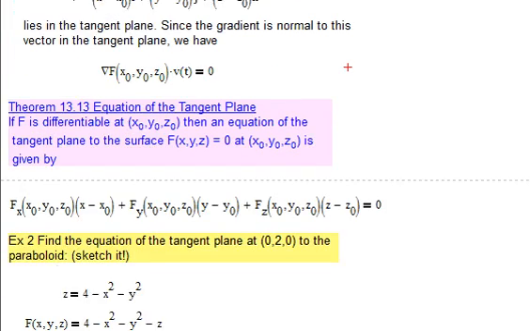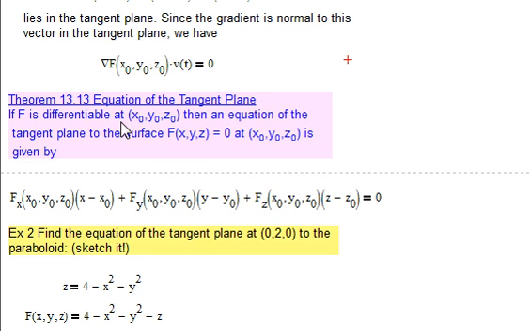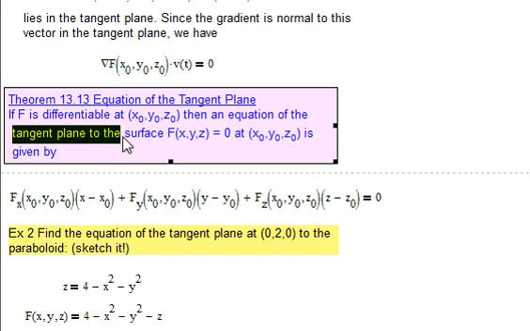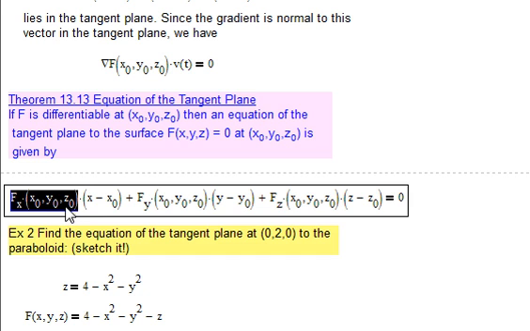It's theorem 13.13. If f is differentiable at a point, then the equation of the tangent plane to the surface at that point is given by the partial derivative of f with respect to x times (x - x0), plus the partial derivative with respect to y times (y - y0), plus the partial derivative with respect to z times (z - z0), and that all equals 0.